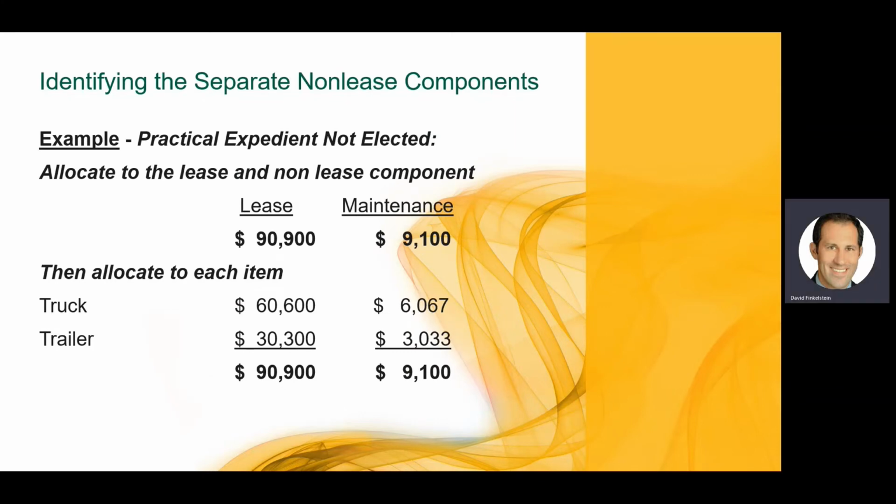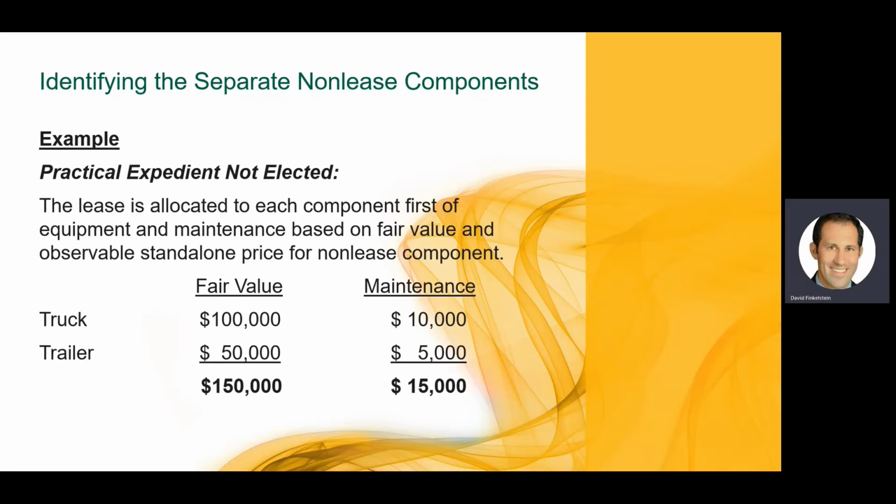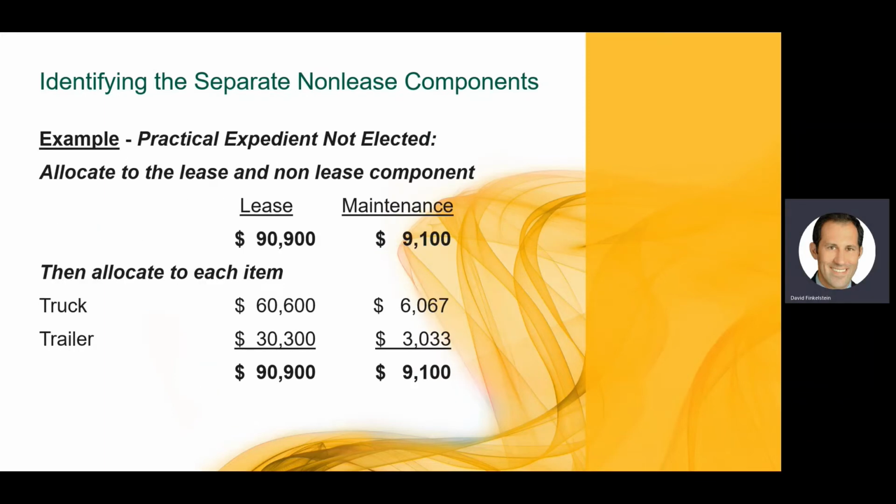First we would allocate between the lease and the maintenance. So out of 165, we then allocate 90,900 to the lease and 9,100 to the maintenance. And then from there, we would allocate to each item under that. So we would allocate that 90,900 between the truck and trailer based off the $150 fair value we had previously. And then the maintenance allocation, the $9,100 based on the 10 and 5 as previously noted, to give us the allocation between each of those components for recording purposes.